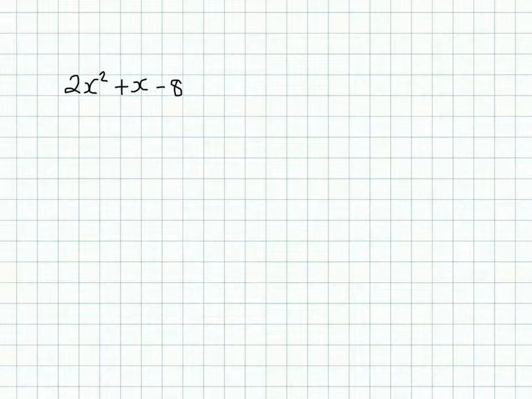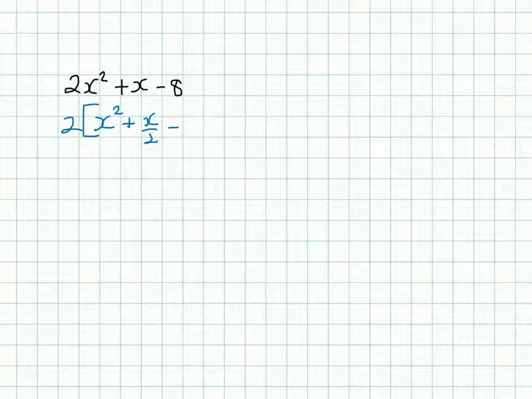So the first thing I need to make sure is that my coefficient of x squared is 1, and at the moment it is not 1. So what I'm going to do is factorize the whole thing. I will bring 2 outside the bracket, and inside the bracket I'm going to have x squared plus x over 2 minus 4, and I've basically factorized the whole bracket there.